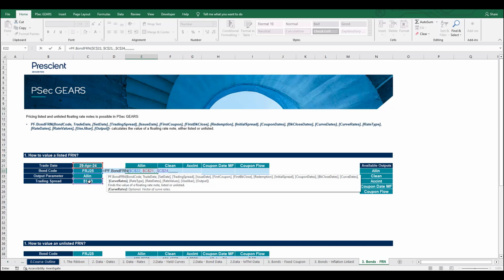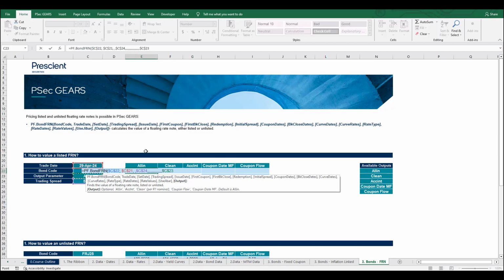All of the rest of these we can skip, because this is data that the JSE does provide to GEARS. So for listed FRNs, it provides all of the bond characteristics and also the curve dates and curve rates, and the rate types, like benchmarked against the JIBAR 3-month. So those are all provided. GEARS knows about them, and we don't have to worry about them too much. And then we have to select an output as the last parameter.